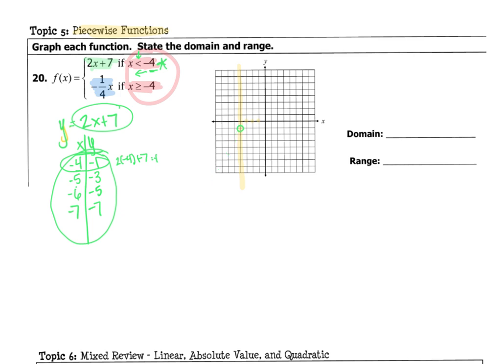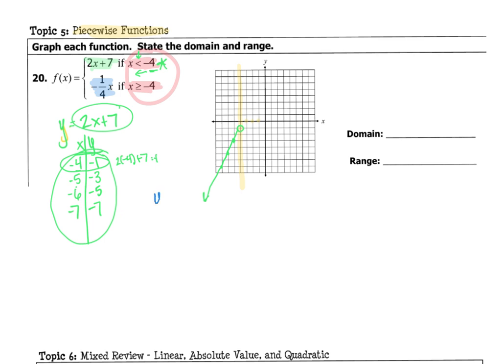Again, the whole line would continue with the same slope to the right side like this, but we're not allowed to show all of that. This is the only piece we are allowed to graph. Now I'm going to work on my next piece.